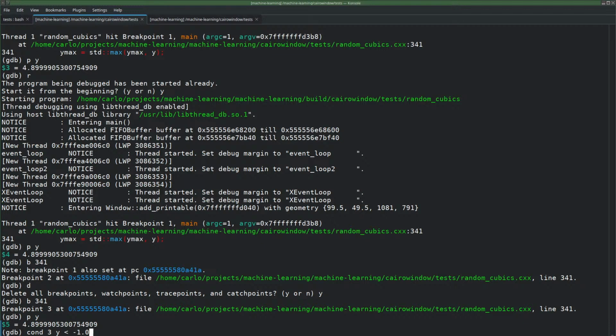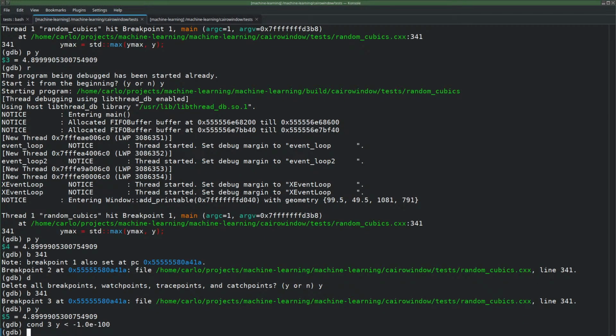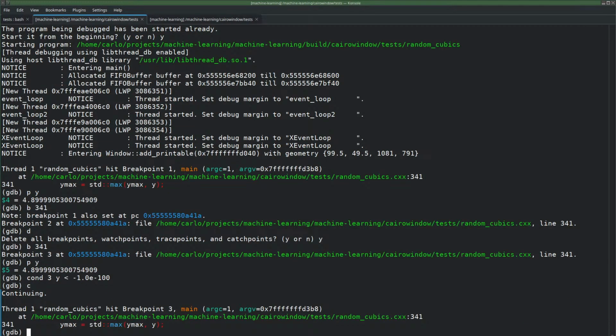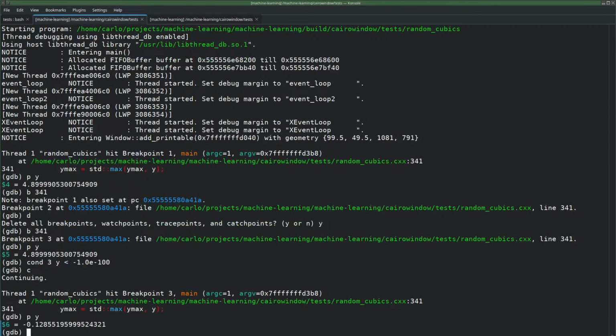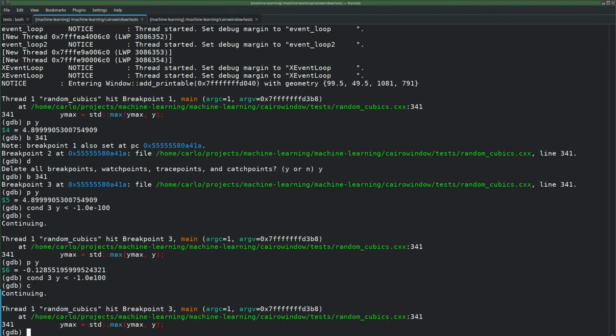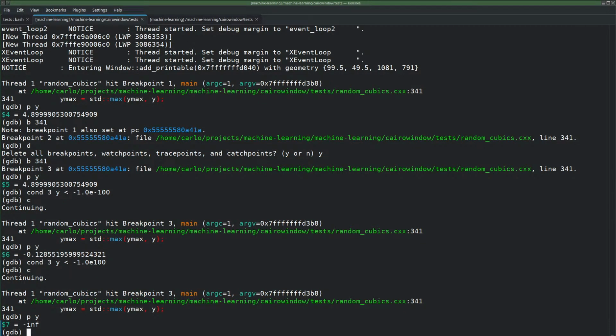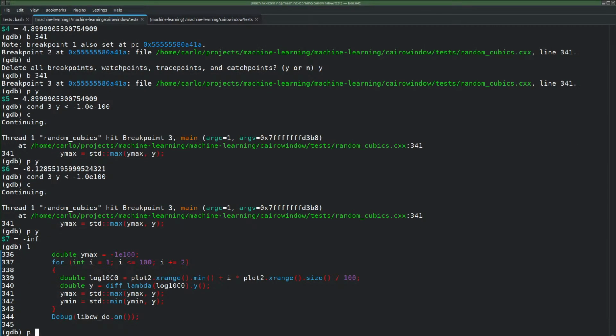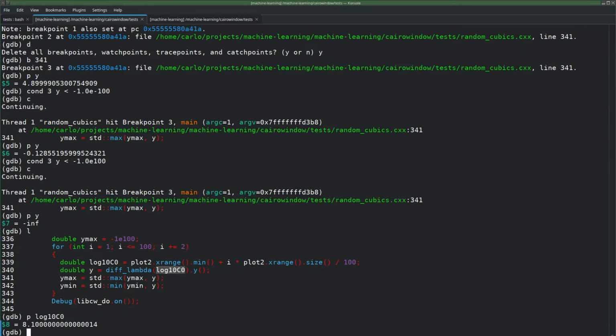Maybe it was interpreted as a floating point. No. Totally does not look less than minus. Oh, arg. Okay, now it's minus infinity. And why did that happen? So the problem is the div lambda.